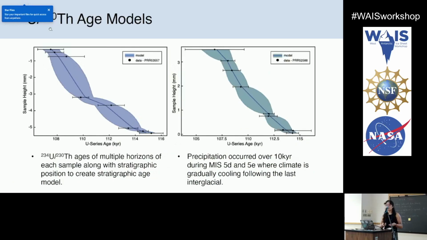Like I said before, we're interested in how these subglacial water bodies evolve over time. So we used uranium-thorium dating methods to create stratigraphic age models of each of these samples, which you can see here. We know that precipitation occurred over about 10,000 years during MIS 5. And because these samples have overlapping accumulation times, or formation times, I should say, and they are compositionally and texturally similar, we can link their stories together.